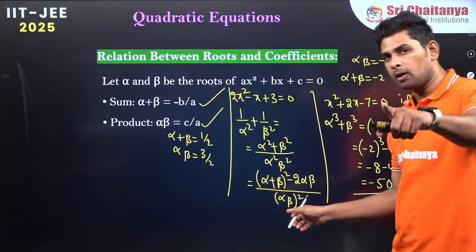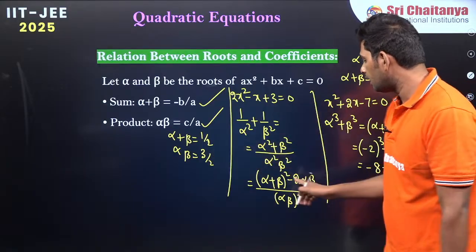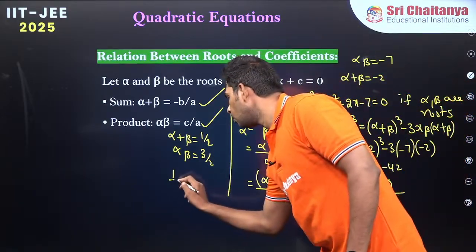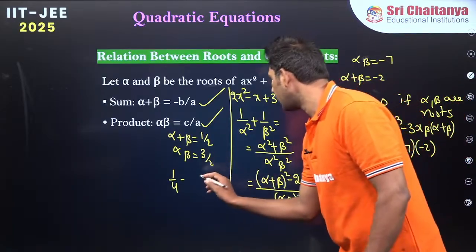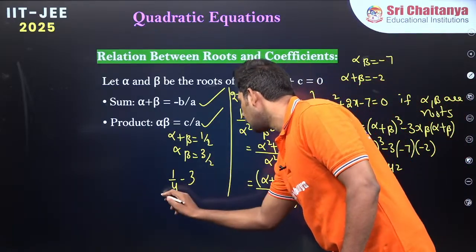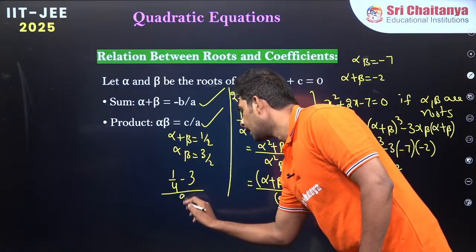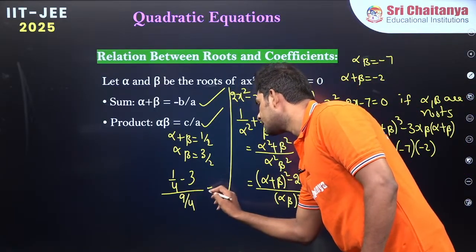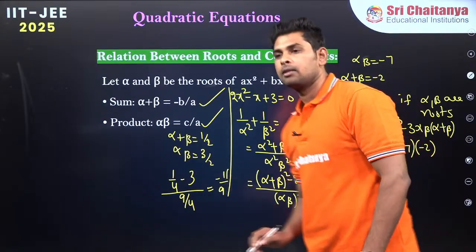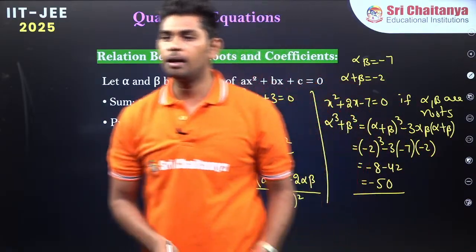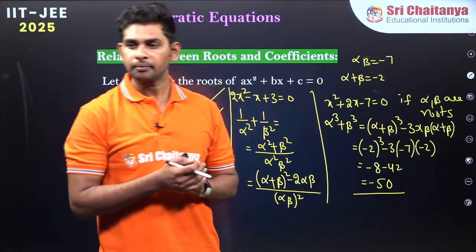Alpha plus beta, 1 by 2 whole square is there, that is giving us 1 by 4 minus 2 into alpha beta, that is 3. So 1 by 4 minus 3, divided by alpha beta whole square, that is 9 by 4. On taking LCM, you are going to get -11 by 9. So yes, many of you got -11 by 9. Very nice. Very good work.